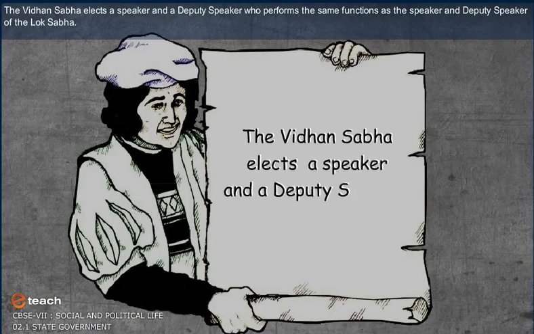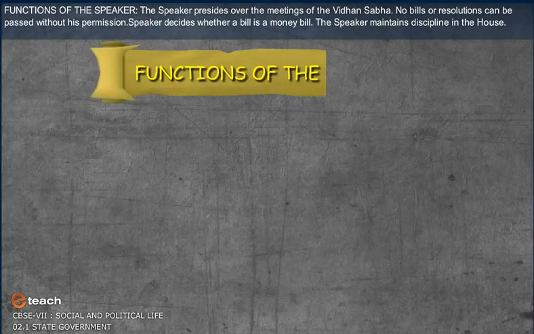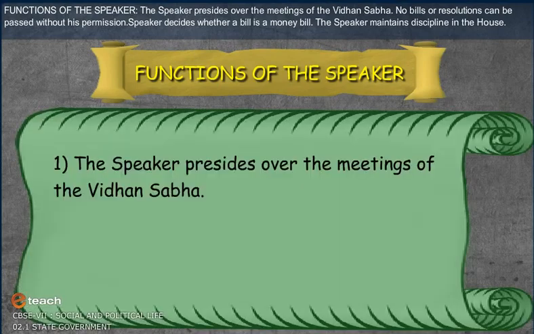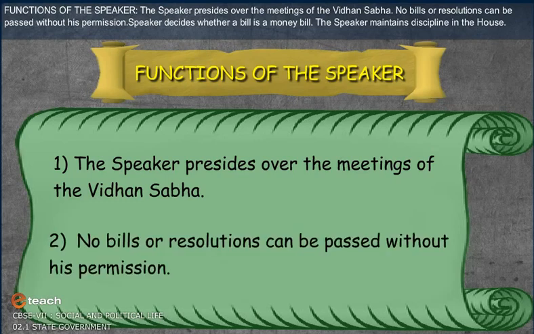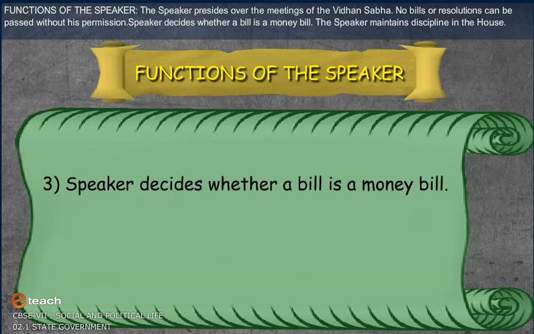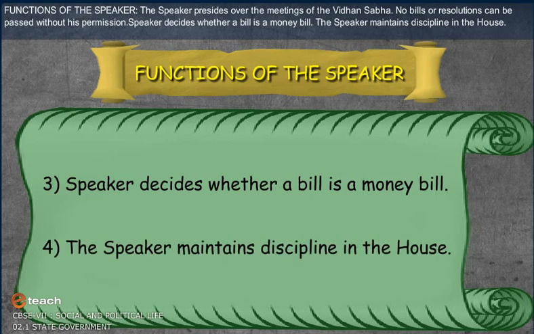The Vidhan Sabha elects a speaker and a deputy speaker who perform the same functions as the speaker and deputy speaker of the Lok Sabha. Functions of the speaker: The speaker presides over the meetings of the Vidhan Sabha. No bills or resolutions can be passed without his permission. The speaker decides whether a bill is a money bill. The speaker maintains discipline in the house.